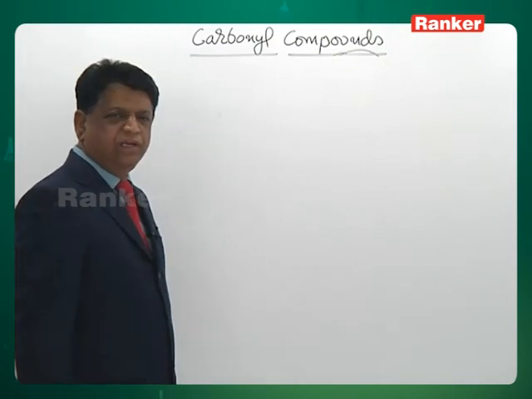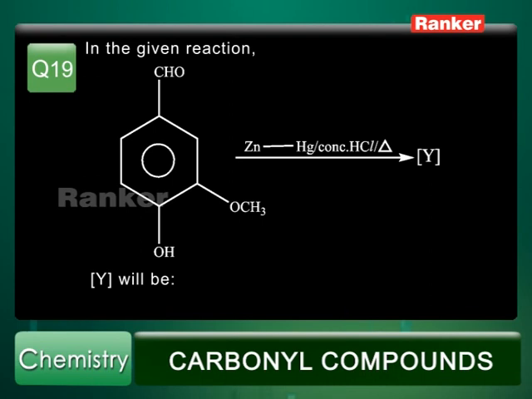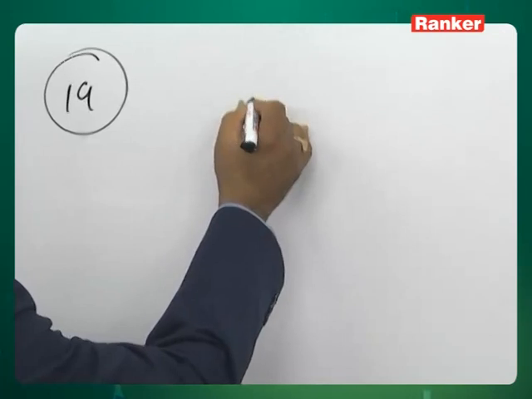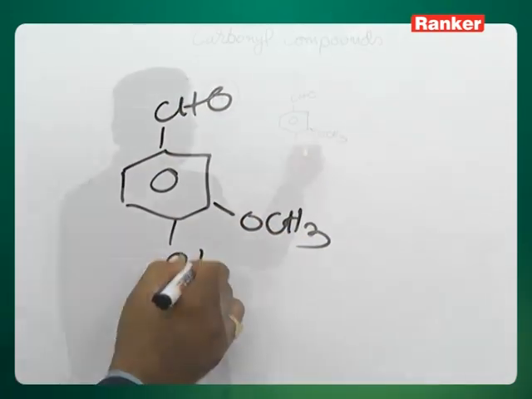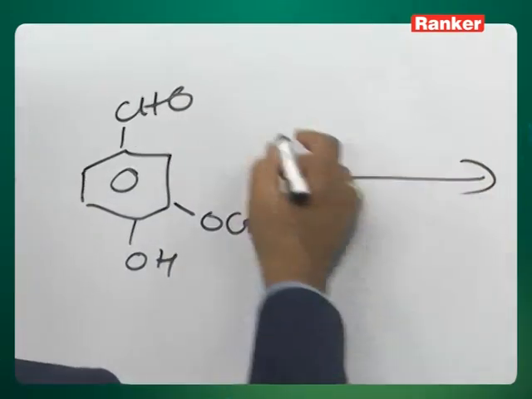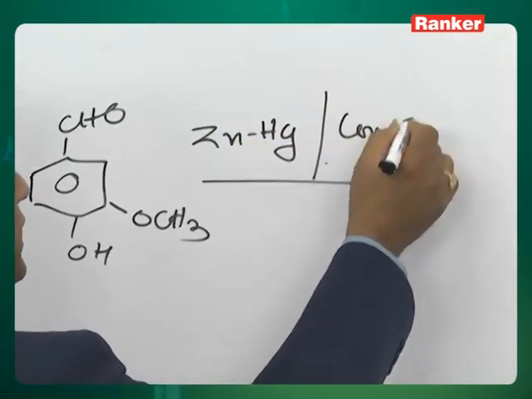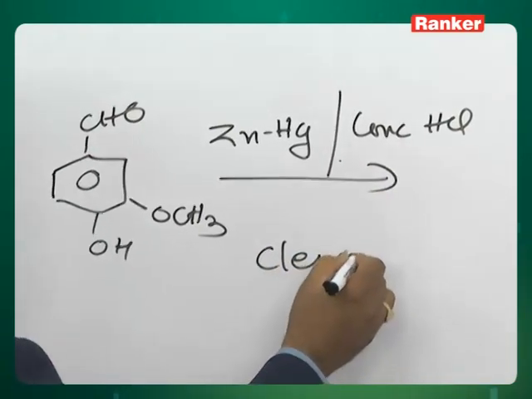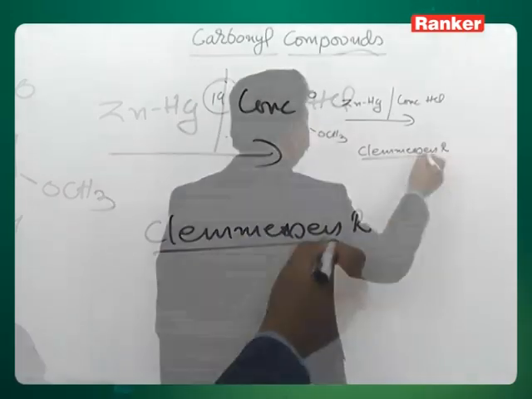So let's go for question number 19. Next question. This is a straightforward question. In the given reaction, there is a benzaldehyde containing some other groups also. But other groups are safe here. One is ether, the other one is alcohol. So you want to reduce with a reagent known as zinc with Hg, that is amalgamated zinc, and the concentrated HCl. This is known as the Clemmensen reduction. Clemmensen reduction.